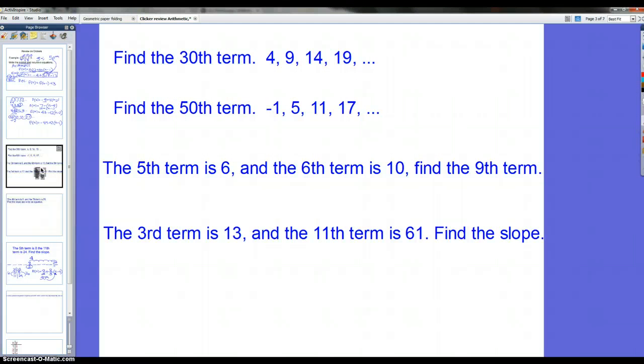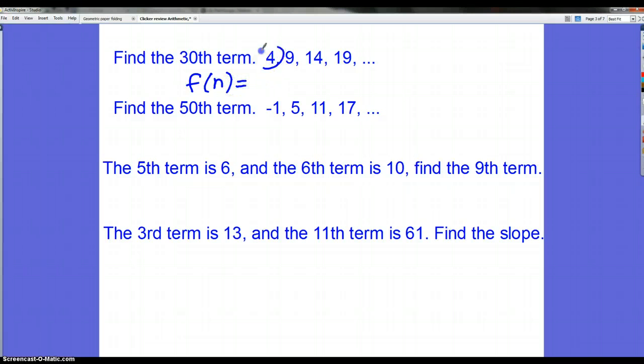So here, find the 30th term. So I'm just going to write out, and I'm just going to use the first term on these. It's just easy, just 4 plus. The pattern here, it's going up by 5. The term I want, I'll just put n for now. Okay, so if I want the 30th term, I'm going to plug in 30 for the n right here.